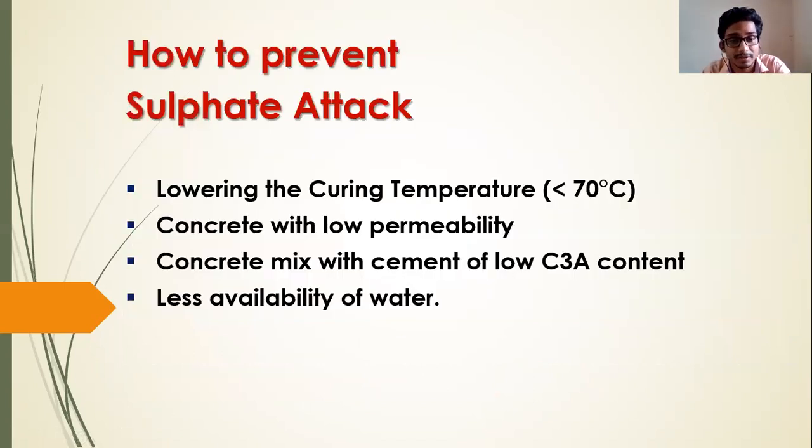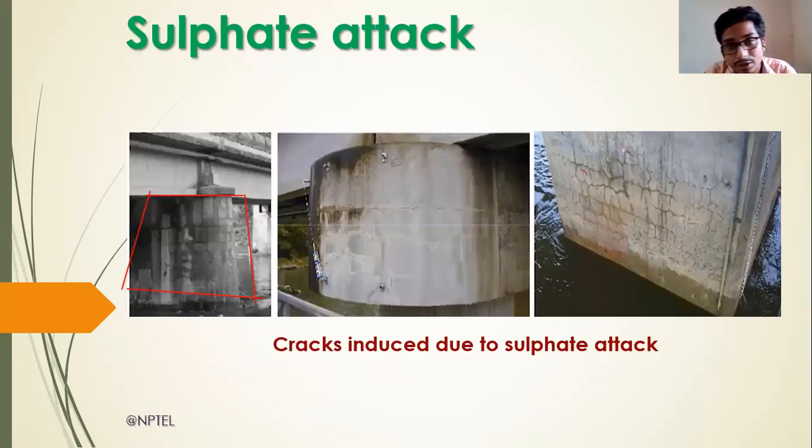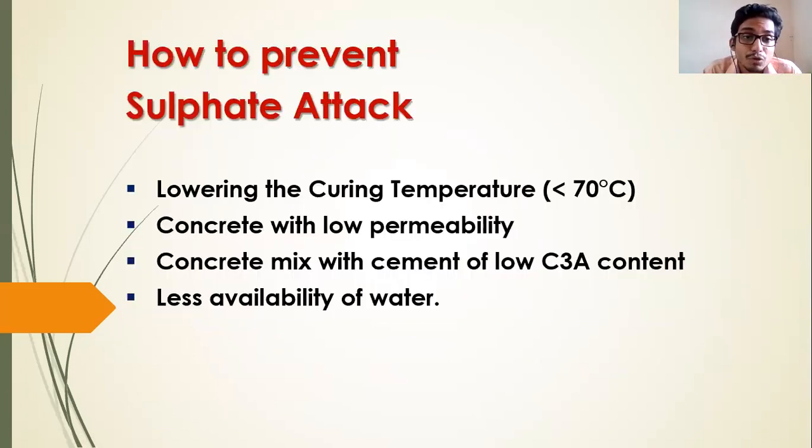How to prevent sulfate attack is one more topic; we'll cover those details in the upcoming next video, or next webinar, if possible. So how do we prevent sulfate attack? We have to ensure that the cooling temperature is low, below 70 degrees centigrade, and use low permeability concrete mixed with cement that has low C3A content. Sorry, the 3 should be a subscript here, so it's a mistake.